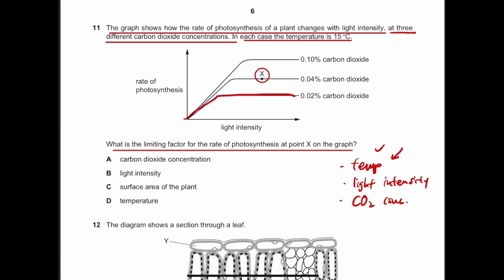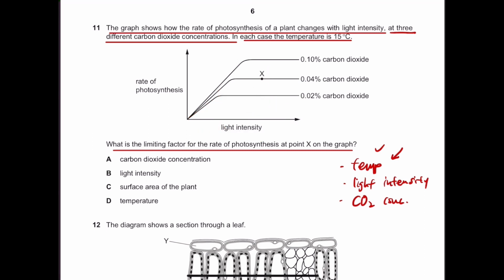For the first graph, of course, the light intensity from this point to here is no longer the limiting factor because it's not affecting at all. As it gets increased, there's no change. As it gets decreased, there's no change. So light intensity is affecting the rate of photosynthesis only in this part. So yes, light intensity is the limiting factor for this part, but no for the others. No for the rest.